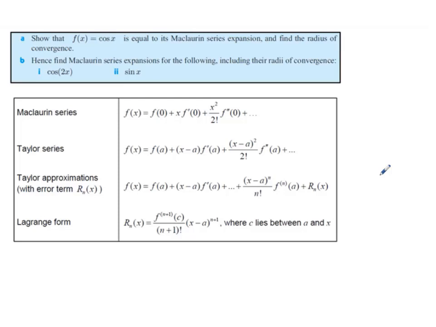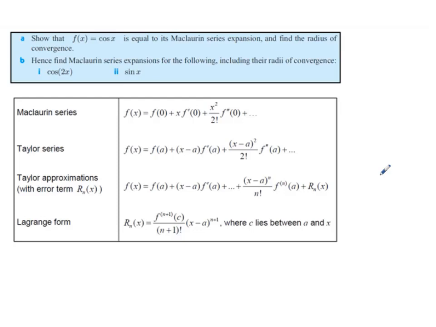Show that f of x equals cos x is equal to its Maclaurin series expansion and find the radius of convergence. Hence, find Maclaurin series expansions for the following, including their radii of convergence. So that would be cos 2x and sine x.